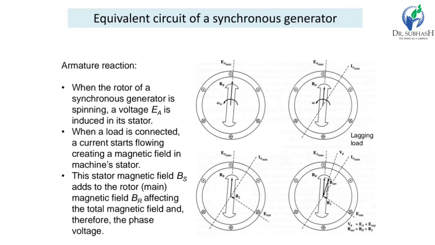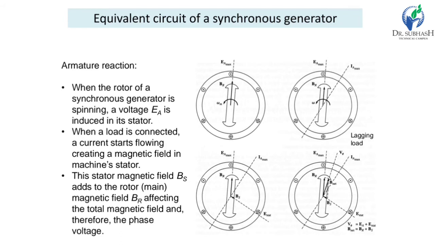When the generator is not connected to a load, there is no current flow in the armature. The phase voltage V phi will be equal to EA. When the generator is connected to a lagging load, the peak current will occur at an angle behind the peak voltage value. The current flowing in the stator winding produces a magnetic field called B suffix S, whose direction is given by the right hand rule, as shown in the figure.